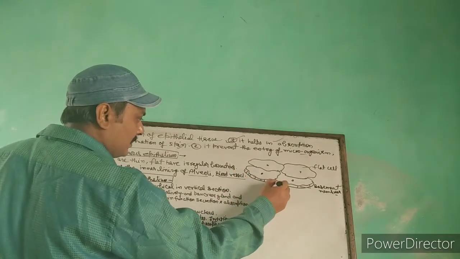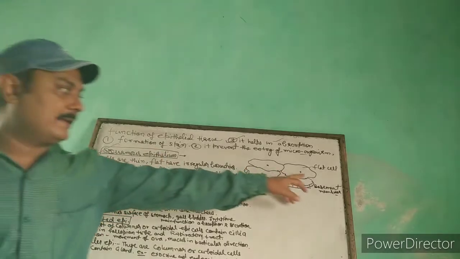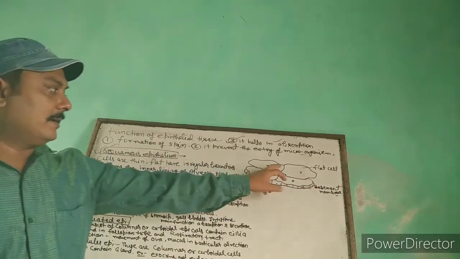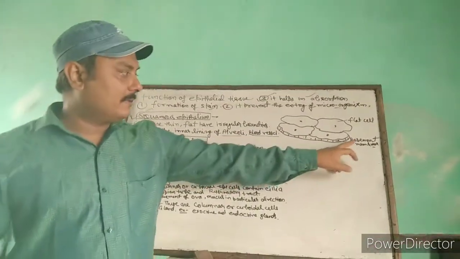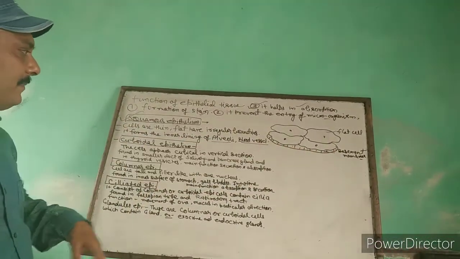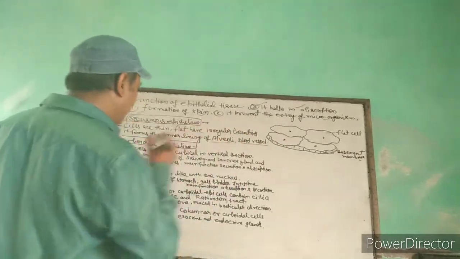Now you are seeing the diagram of squamous epithelium. These are flat cells, and the flat cells contain their nucleus and are bounded by the basement membrane. This is the basement membrane. And this type of cells you will find where? In alveoli and blood vessels.